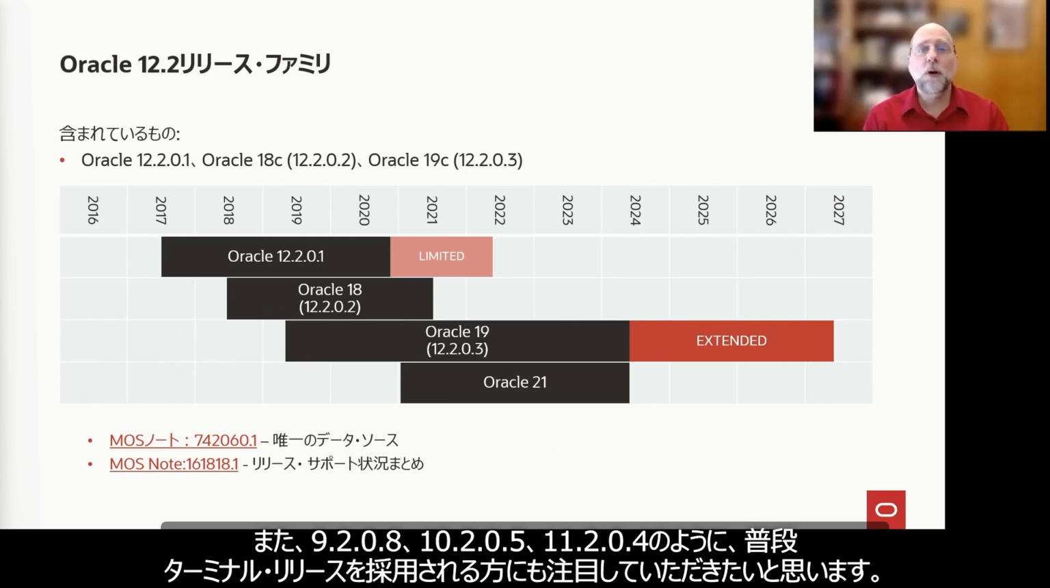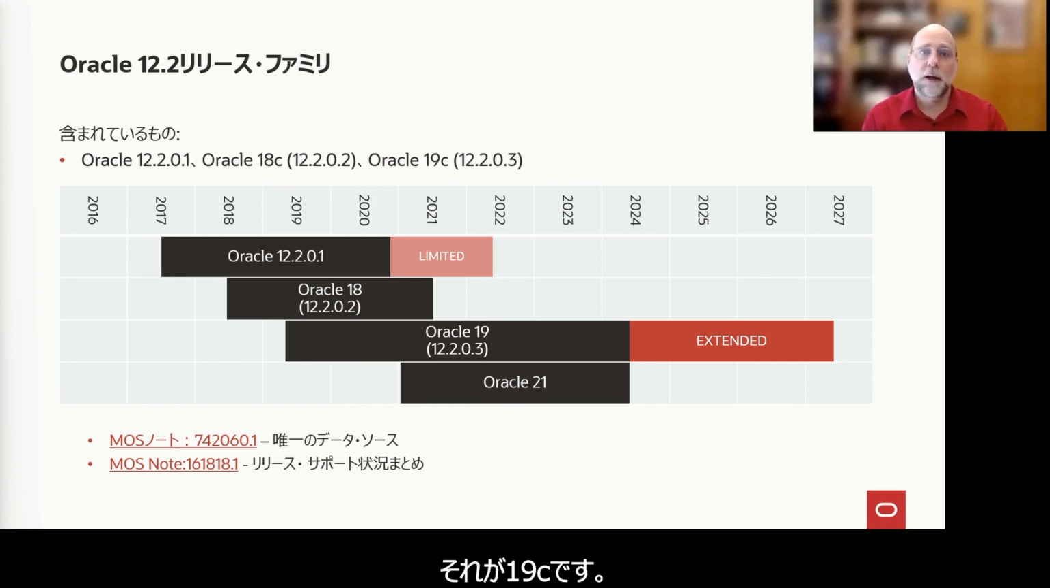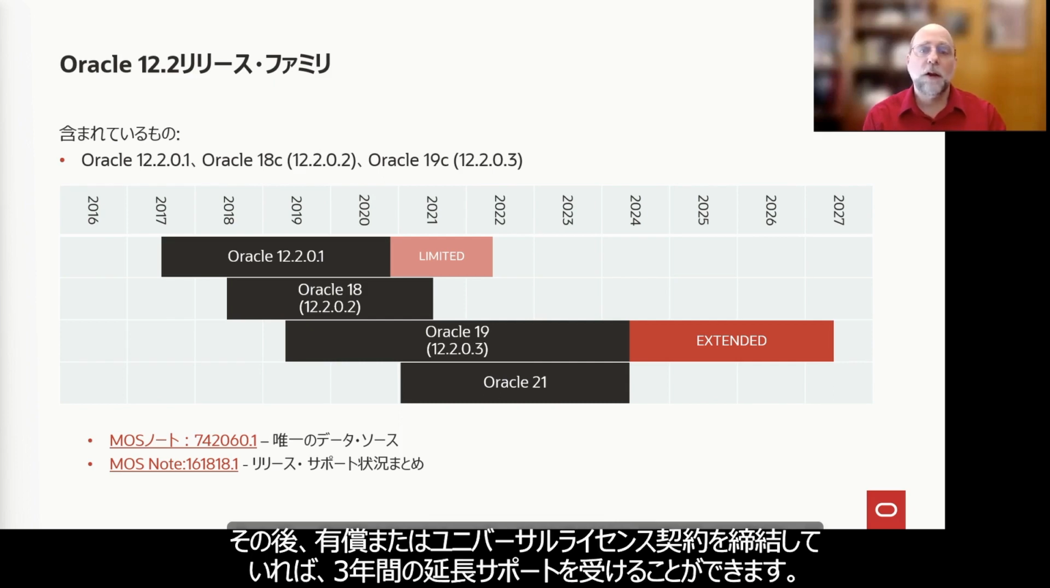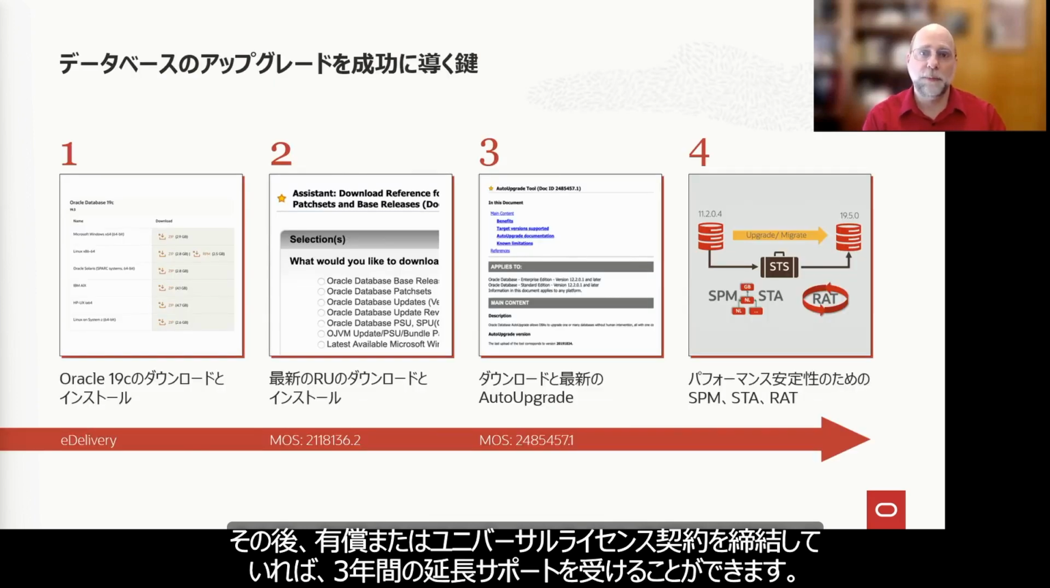It's also worth noting for those who are in the habit of going to the terminal patch set of the .2 release, like if you were the 9.2.0.8 to 10.2.0.5 to 11.2.0.4 type of customer, that's what 19c is. It is the terminal patch set of the 12.2 family. By going to 19c now, you'll have 3 more years of Premier support, followed by 3 years of extended support if you either choose to pay for it or have a universal license agreement.